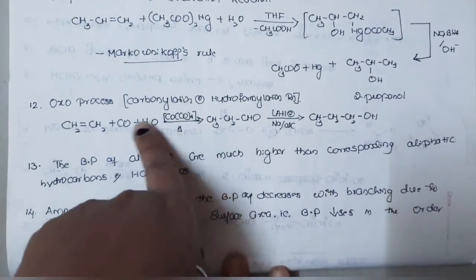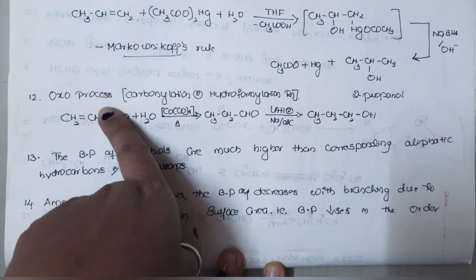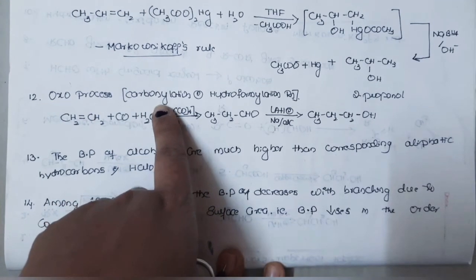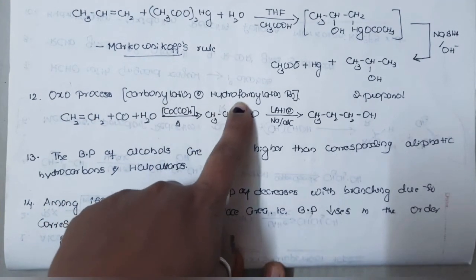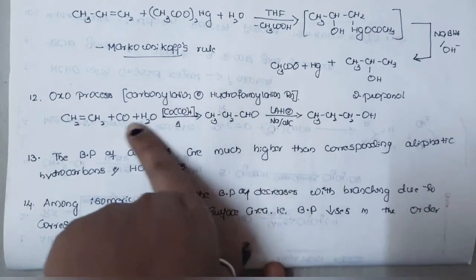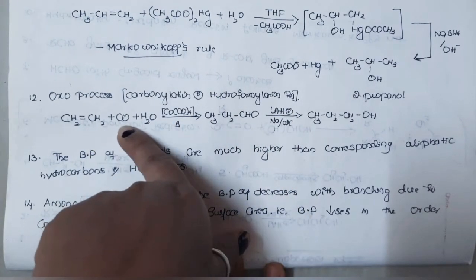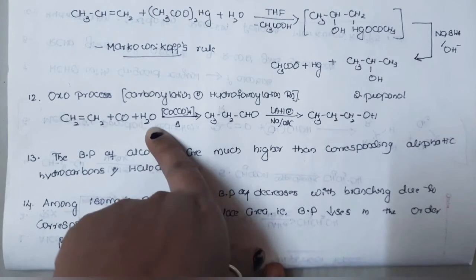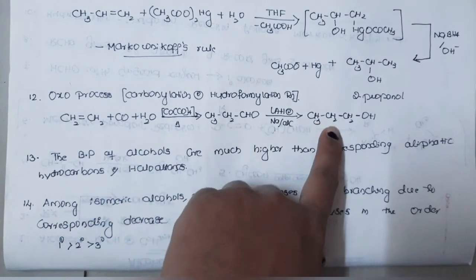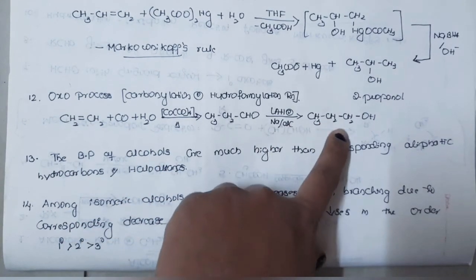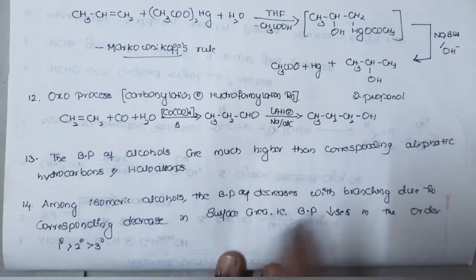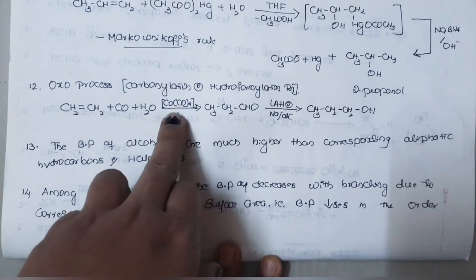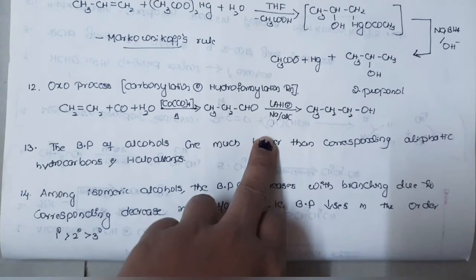Now there comes another process called the oxo process, which is also known as carbonylation or hydroformylation. Here we have an alkene treated with carbon monoxide followed by hydrolysis, which through multiple steps results in the formation of the respective alcohol. This process you have to remember, and all the reagents, dear students, you have to remember.